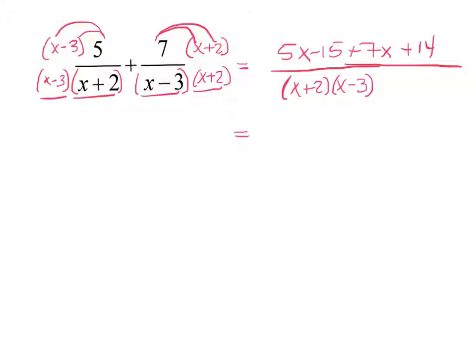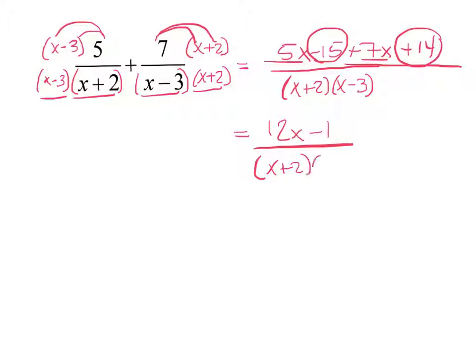So now we have some simplification to do. We have 5x plus 7x is 12x, and negative 15 plus 14 would be negative 1, over x plus 2, x minus 3. And that's your answer. Okay, there's no canceling there that we can do. So we are done with that problem.